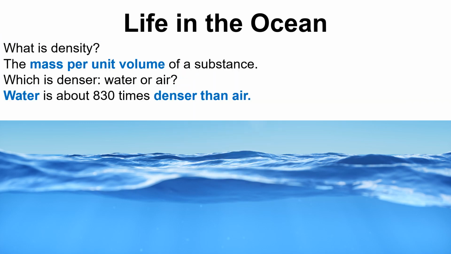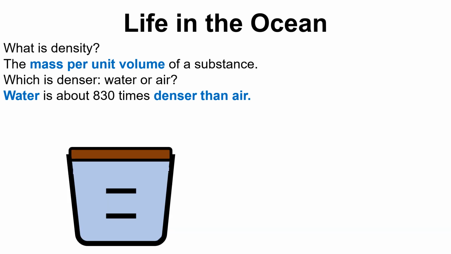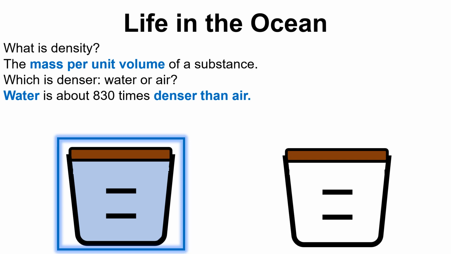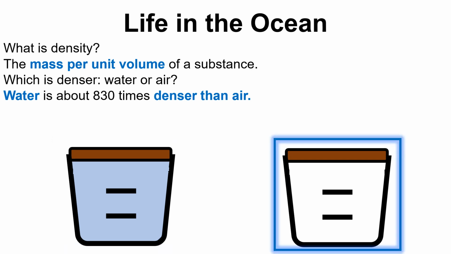We can say that density is the number of things, in this case molecules, in a certain area. This is to say, if we have a closed cup of water and a closed cup of air that have the same volume, there would be about 830 times more molecules of water in the water cup than molecules of air in the air cup.